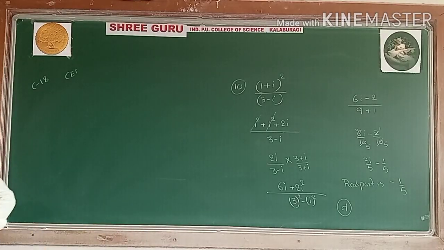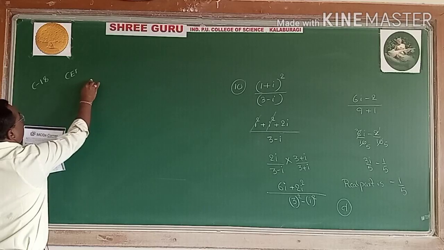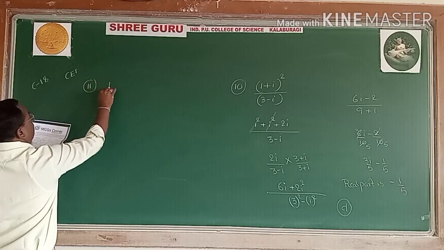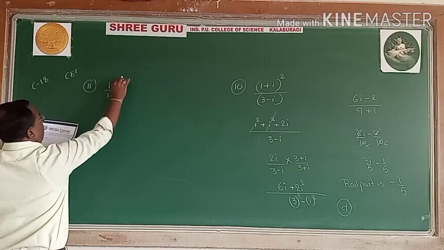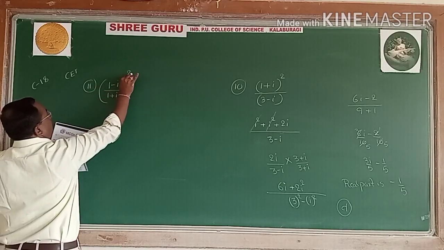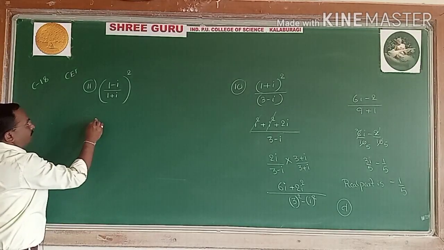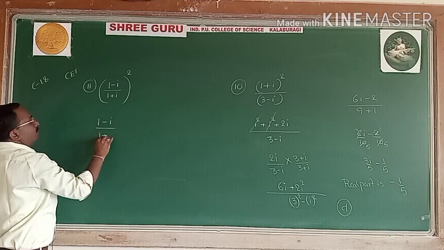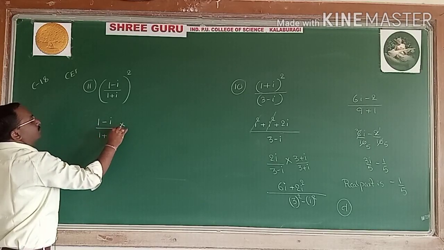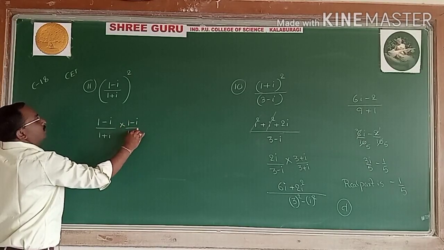Next, example number 11. Example number 11 is (1 minus i divided by 1 plus i) whole square. This can be written as 1 minus i divided by 1 plus i. Division of complex numbers: rationalize this one, multiply by 1 minus i divided by 1 minus i.